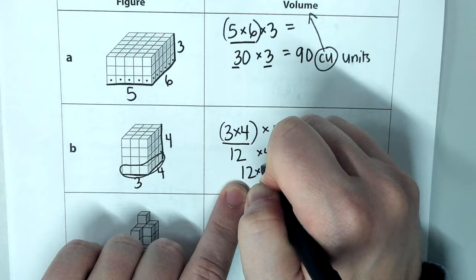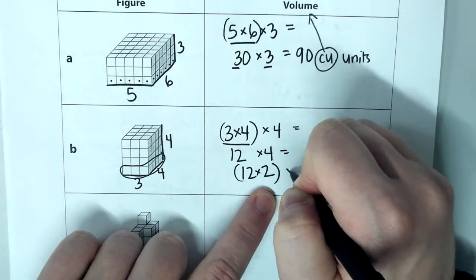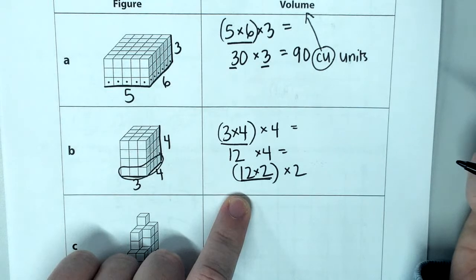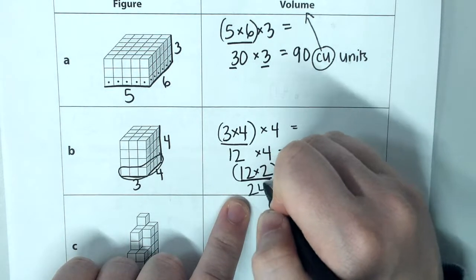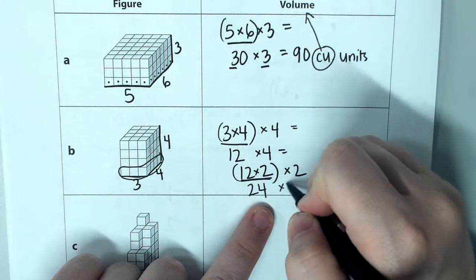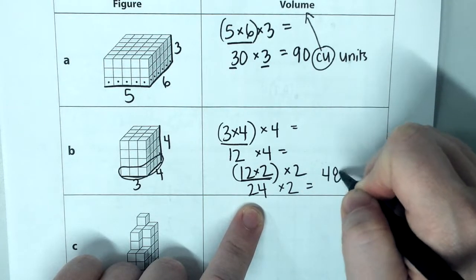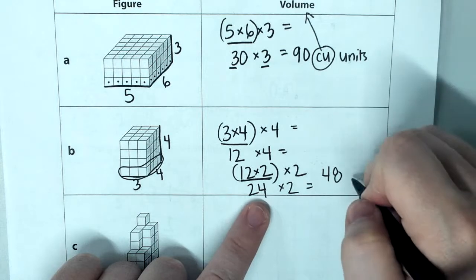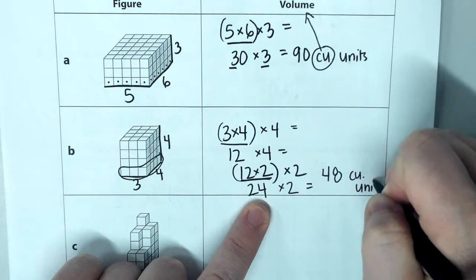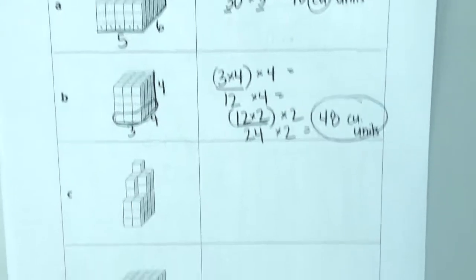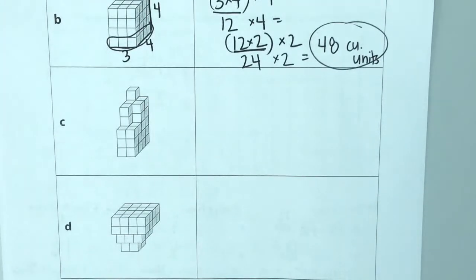First, I can double 12 and then double it again. 12 times 2 is 24. Times 2, double that number, 48. How do I label it? Cubic units. Easy. Here's where it starts to get a little tricky. We have some funky pictures.